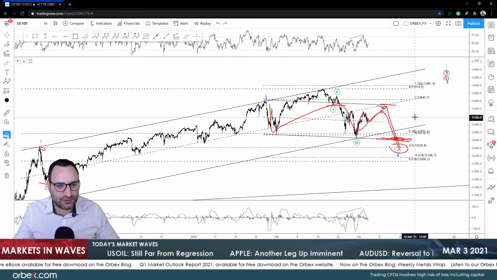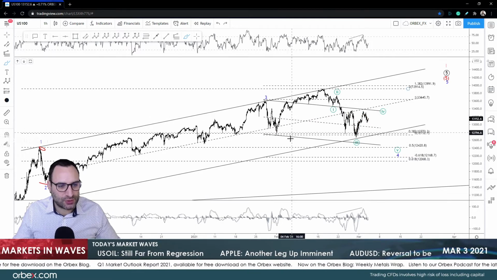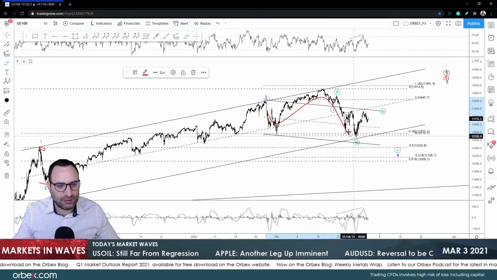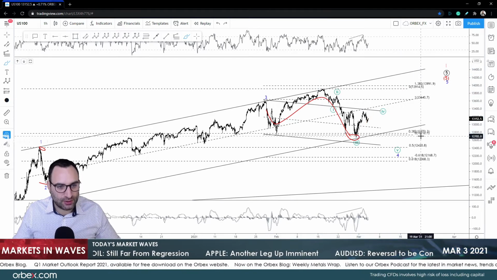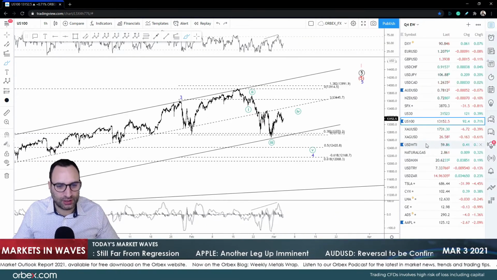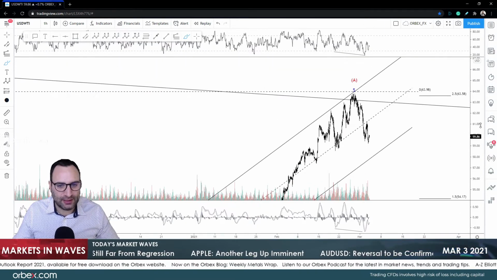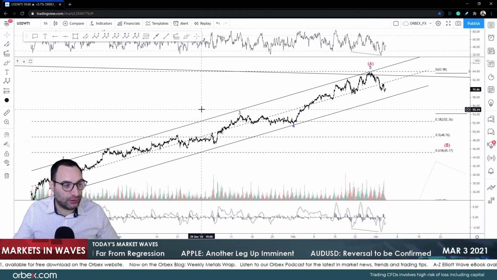Obviously, guys, as I said before, there are different scenarios in play here. It could be a case where this is just an ABC, we ended down here and we're moving up now. So in this scenario, the head and shoulders will not be valid. Just to give you that play as well. Now, oil.